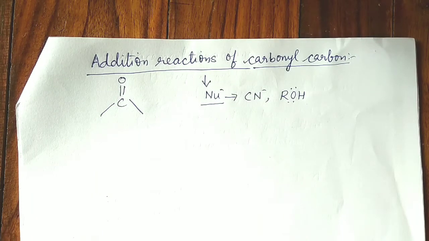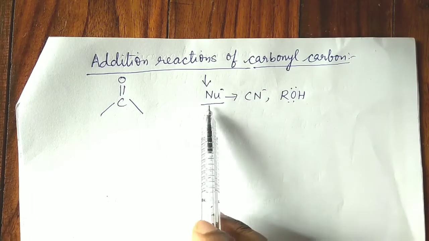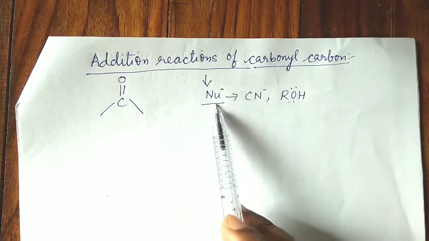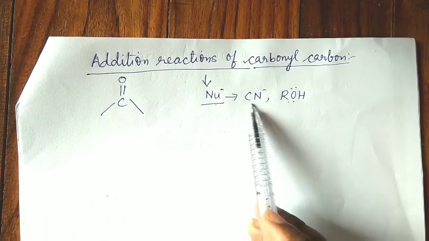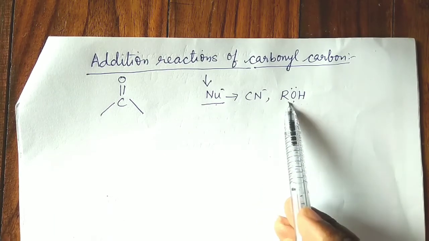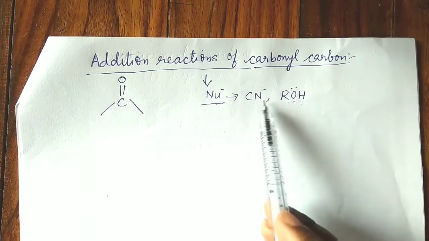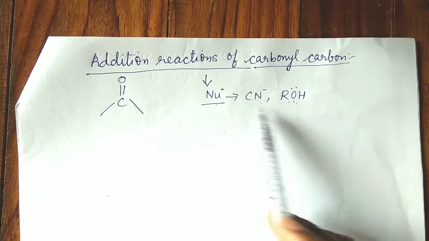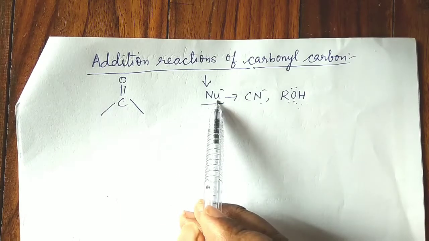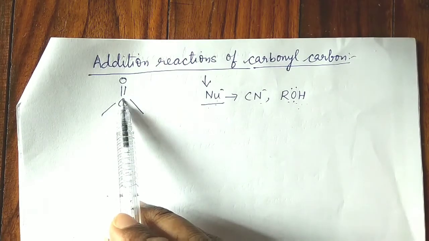Hello children, in this video we are going to talk about nucleophilic addition reactions of carbonyl carbon. So what is a nucleophile? A nucleophile is any species which has a negative charge on it or has lone pairs of electrons. Because of these two reasons, a chemical reagent can act as a nucleophile. So we will be talking about nucleophilic addition reactions on carbonyl carbon.